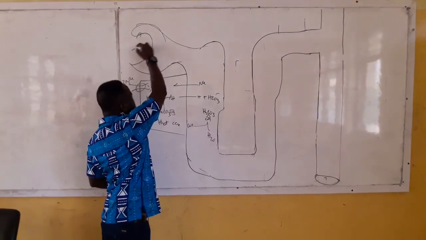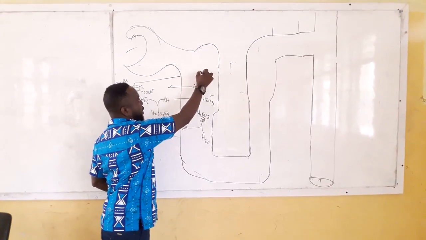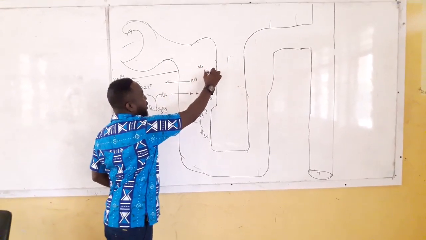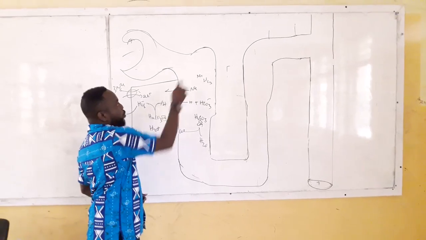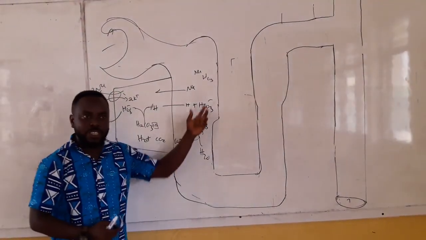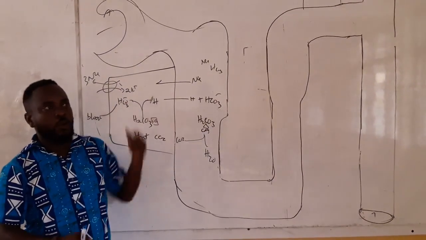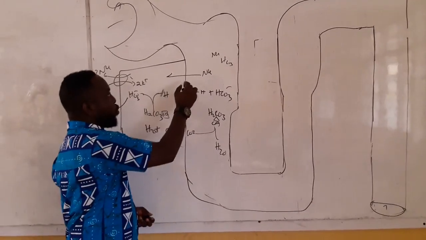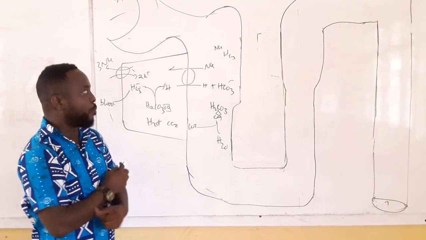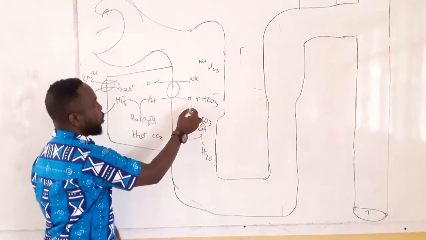So at the proximal tubule, we have sodium coming in, we have bicarbonate coming in. And because the sodium and bicarbonate cannot be diffused into the cell, they will need a special pump or transport mechanism to help them go into the cell. So we have the sodium hydrogen exchange pump, which takes sodium and pumps it into the cell in exchange for hydrogen.